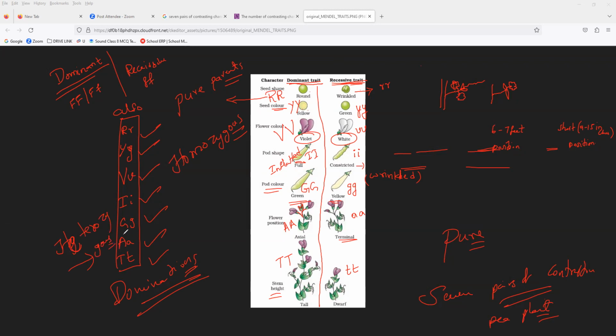So remember, heterozygous is present only for the dominant trait. For the recessive trait, there is no heterozygous. The recessive trait is only present as homozygous. Homozygous means pure. So in the exam, if they ask you to write the genotype of the homozygous dominant trait, you have to write only these capital letters. If they ask you casually to write the genotype of the dominant trait, then you have to write both. If they ask only for the heterozygous dominant trait, you have to write only the heterozygous one.